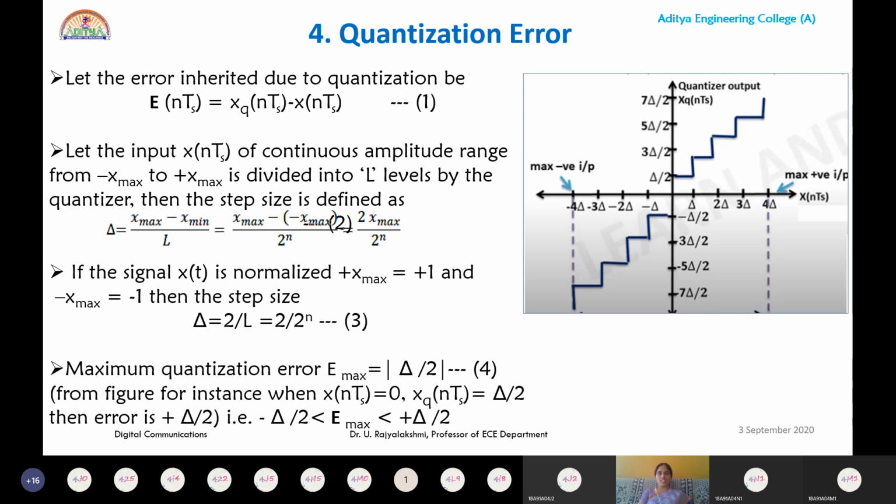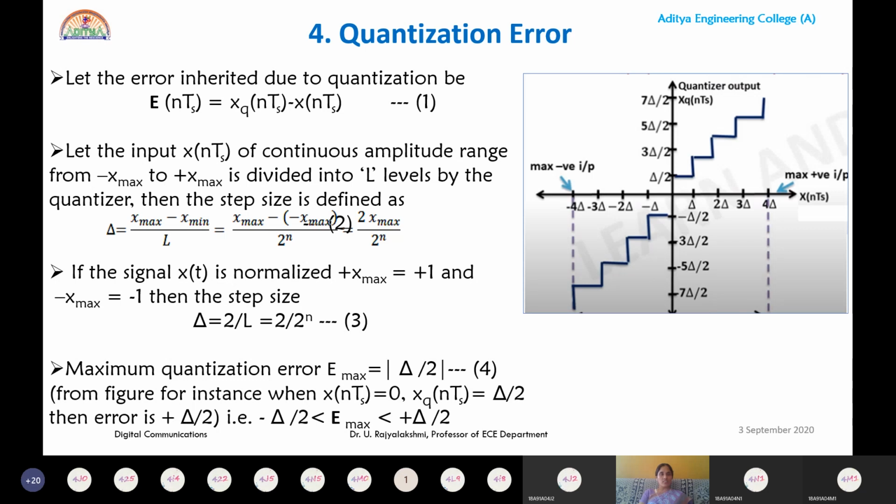Okay. And from the characteristics shown here, that is the transfer characteristics of quantizer, we can evaluate the quantization error for the positive staircase waveform as plus delta by 2, and for the negative staircase waveform you can evaluate it as minus delta by 2. So total quantization error ranges from minus delta by 2 to plus delta by 2. Okay, so that we mentioned in the equation 4.